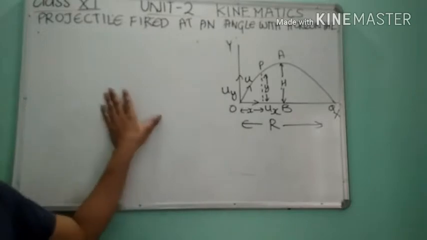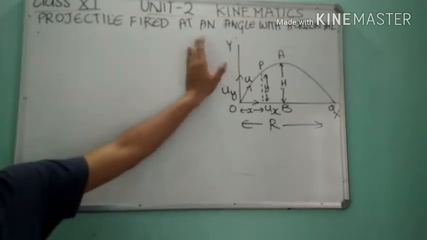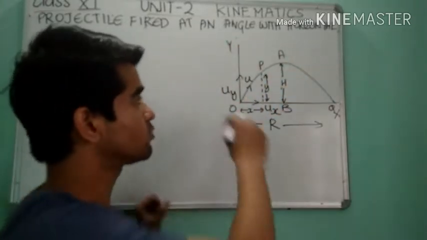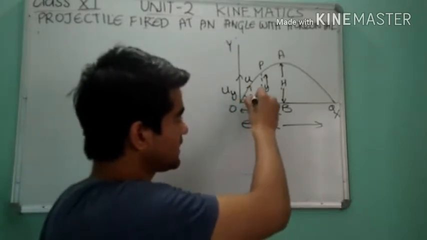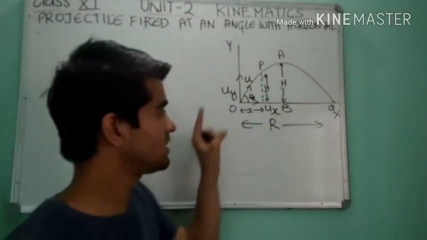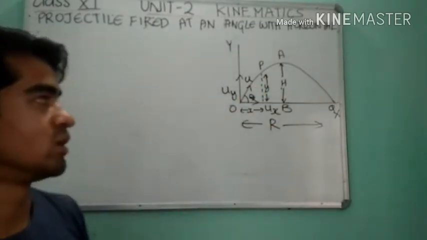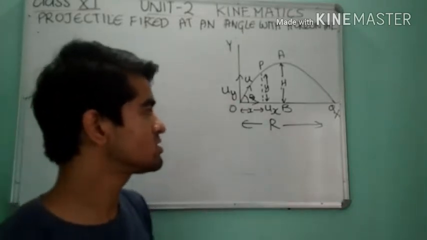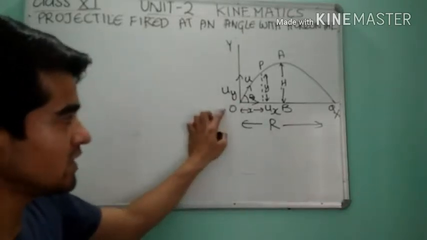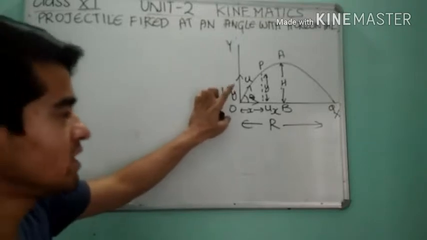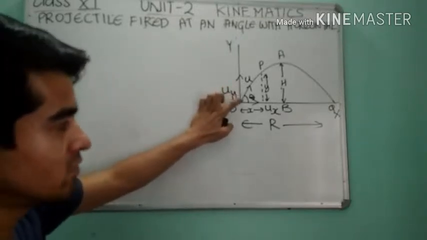Now I'll be talking about the projectile fired at an angle with the horizontal. Now we have a projectile which is fired at an angle theta with the horizontal with a velocity of u. Then we'll derive an expression for this. The first thing is that it is fired with an initial velocity at an angle theta with the horizontal.